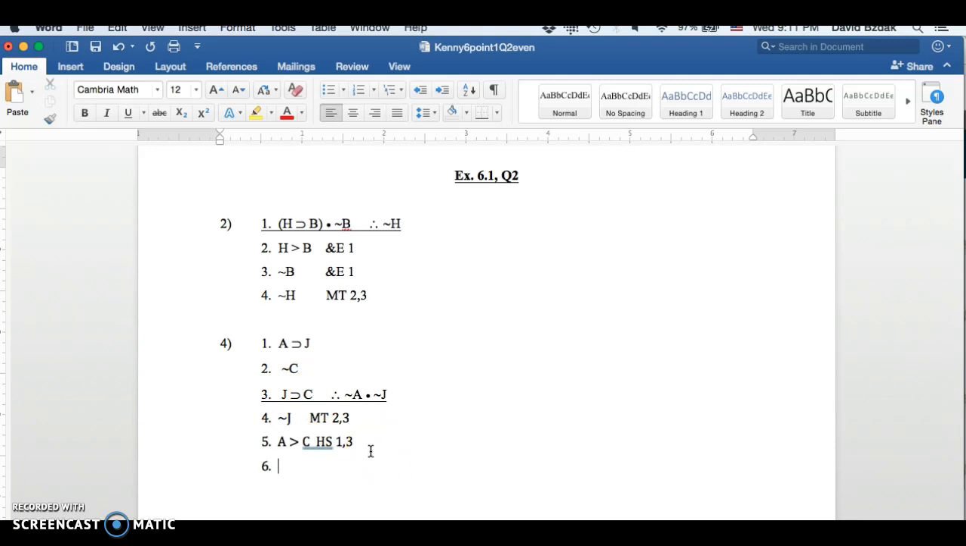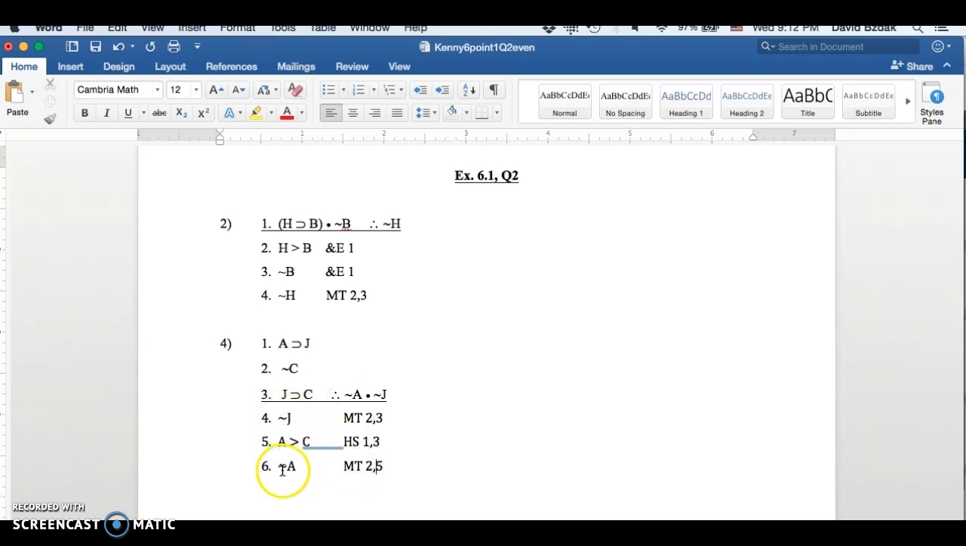Okay, so we still need to get to our conclusion. So we have not J, but we need to get not A. We can do that by doing another modus tollens step, because we have a conditional here, the negation of the consequent here, so that gives us the negation of the antecedent. So modus tollens, 5 is our conditional, 2 is the negation of the consequent. So 2, 5.